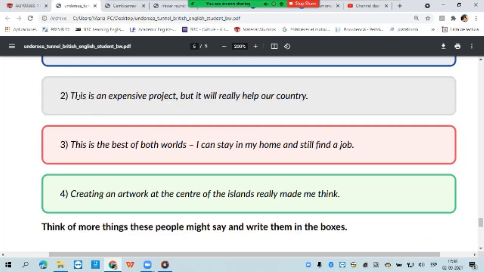Right. Good. Well, let's see the last one. Obviously, there is only one left, but I want you to read it in order to check pronunciation also. Who can read this? I can read. Okay. Creating an artwork at the center of the islands really made me think. The roundabout artist. Yes, definitely, because he talks about his creation. Very good, guys.